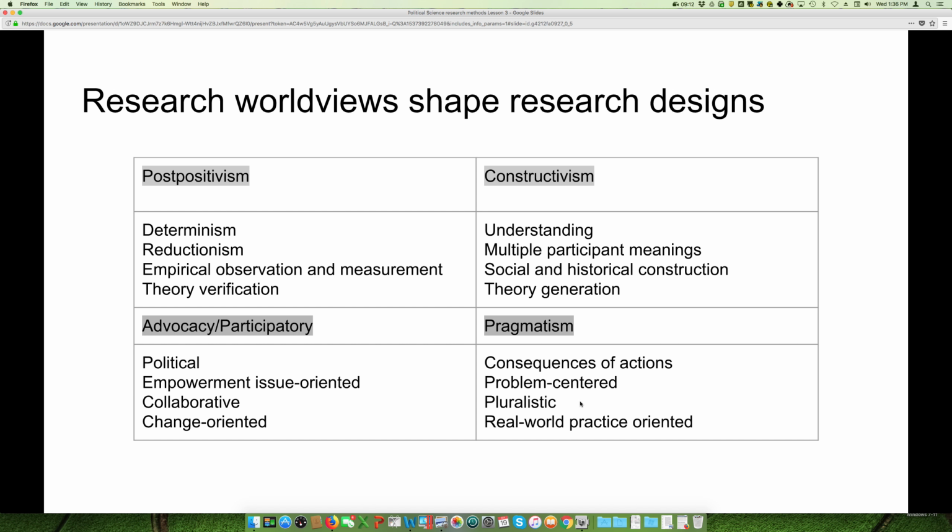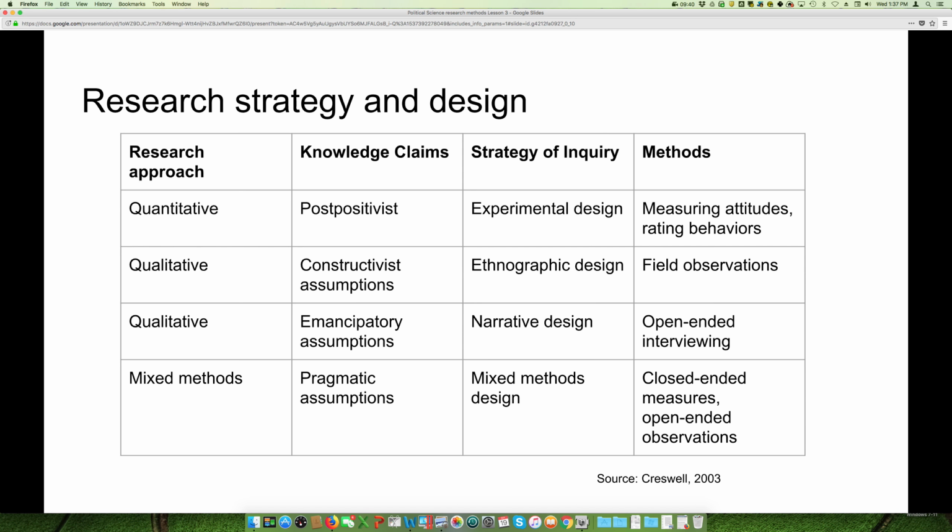Pragmatism can be pluralistic. It can involve multiple methods, as well as various ways to look at an issue. And then it's often real-world practice-oriented. So if you have any questions about these worldviews, examples of them will show up on your exam. So you will want to be familiar with these.